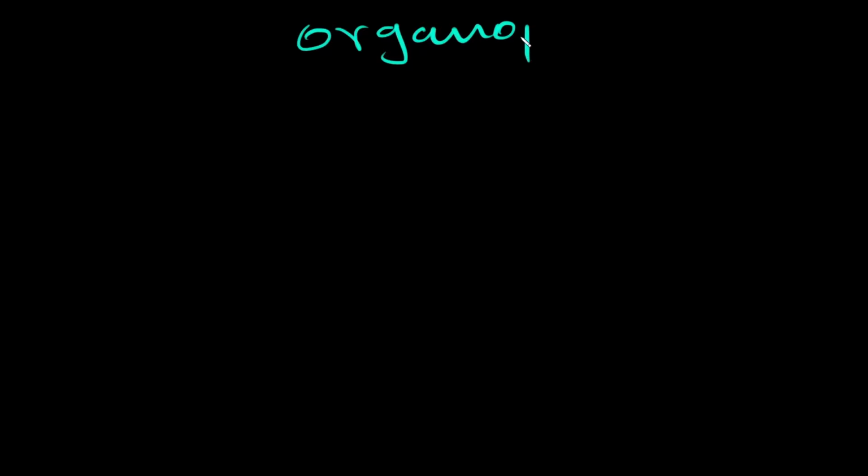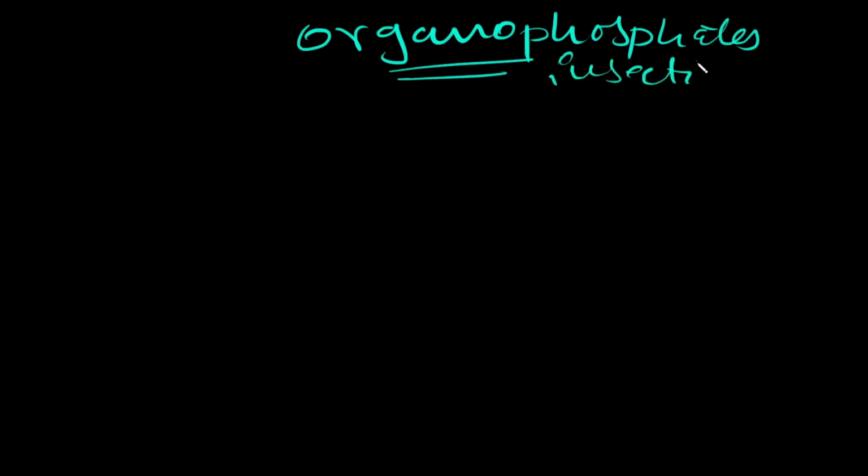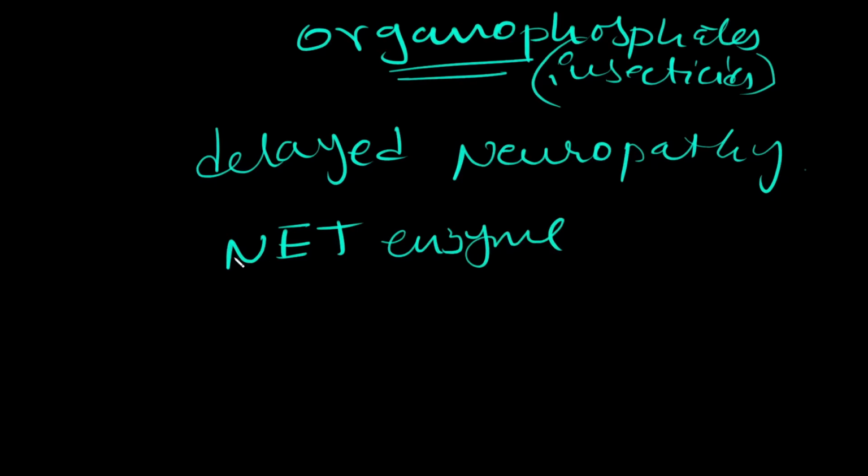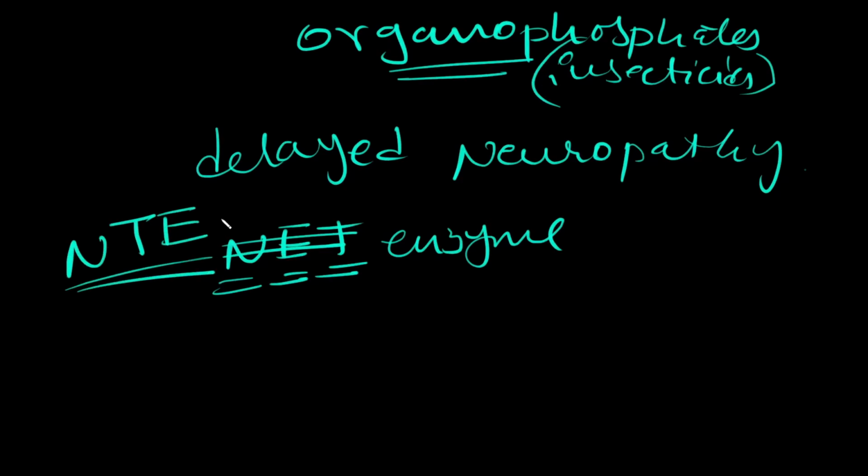Some organophosphates, which are used as insecticides, are known to cause what is known as delayed neuropathy. They cause delayed neuropathy by covalent modification of the NTE enzyme, neuropathy target esterase. Sorry, it is NTE, not NET. These are esterases.